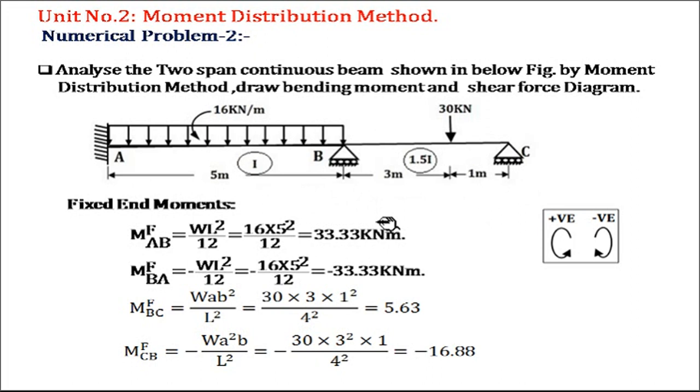Now in the last video, we already found the fixed end moments in different members of the continuous beam. Moment in member AB is plus 33.33. Moment in member BA is minus 33.33. Moment in member BC is plus 5.63. Moment in member CB is minus 16.88 kilonewton meter.